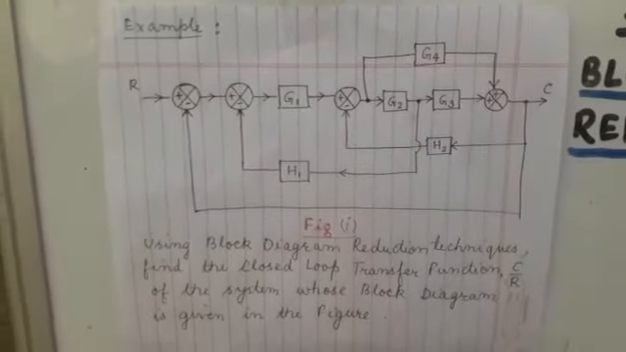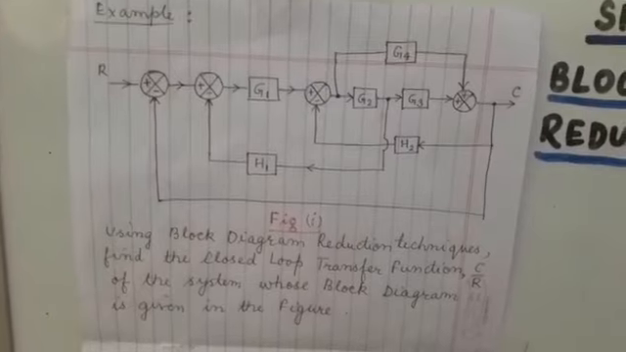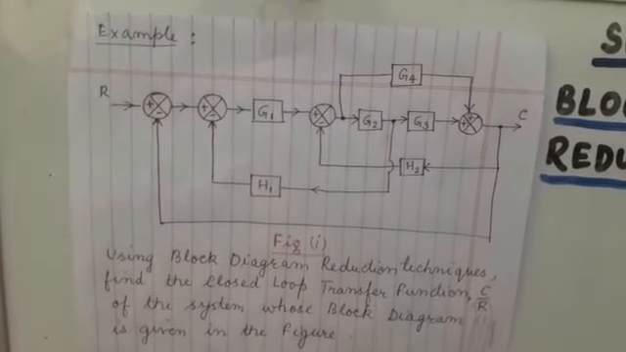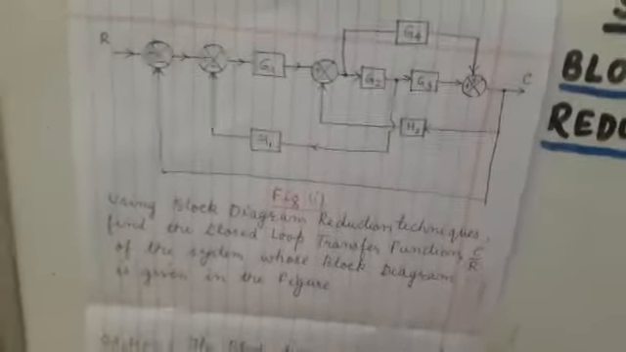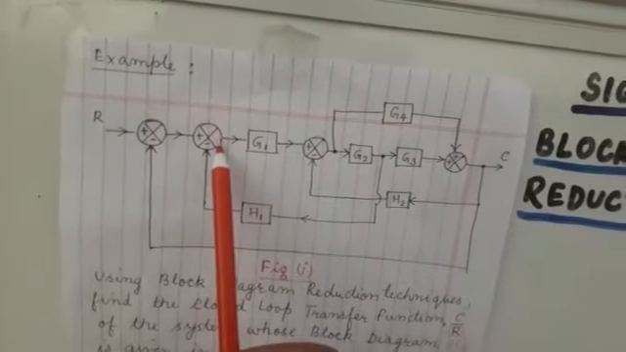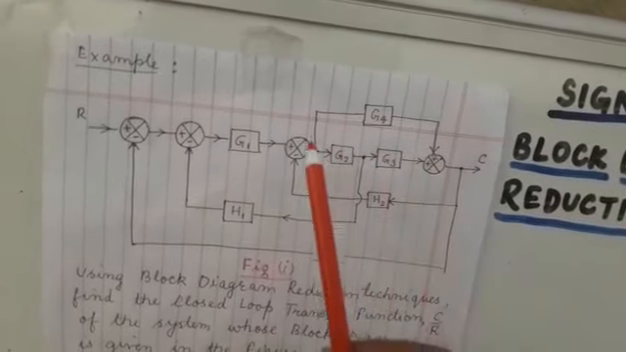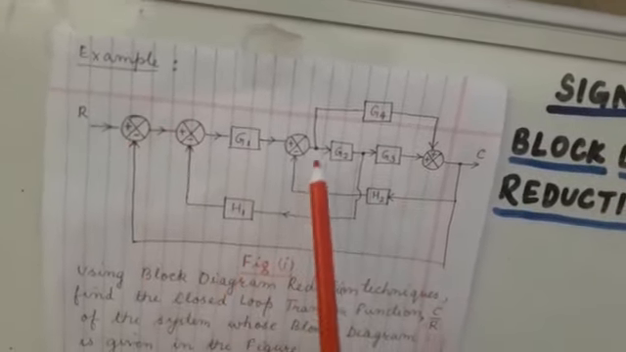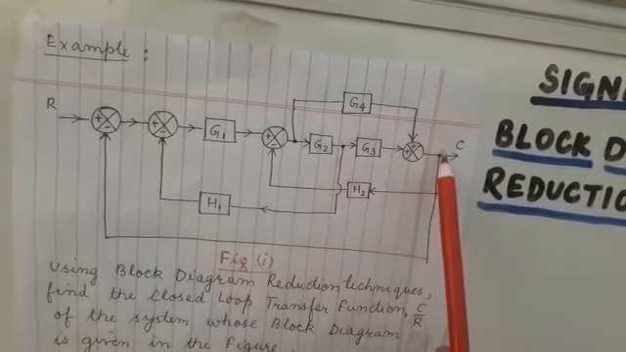The block diagram of a system is shown in figure 1, in which the system has been represented by a number of blocks, summing points, takeoff points, and the arrow-headed line segments. You can see in this diagram that this is the summing point, this is the summing point, this is also a summing point, and this is also a summing point, which is also called junction points. This is the takeoff point, this is the takeoff point, and this is also a takeoff point.